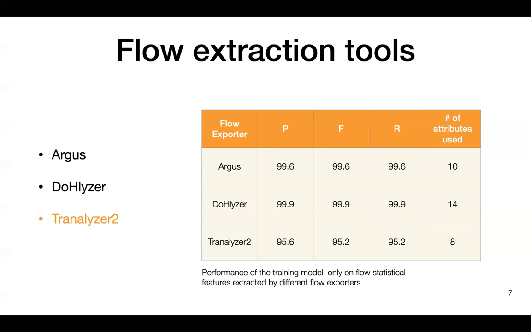However, if you look at the number of attributes used by the decision tree classifier to separate attack behavior from benign, we can see that Trendlyzer2 used the smallest number of attributes, 8, against 10 for Argus and 14 for DoHLyzer. A smaller number of features potentially enables a simpler machine learning model and near real-time execution. Moreover, the ease of using Trendlyzer2 encouraged us to continue with this tool for further research activity.